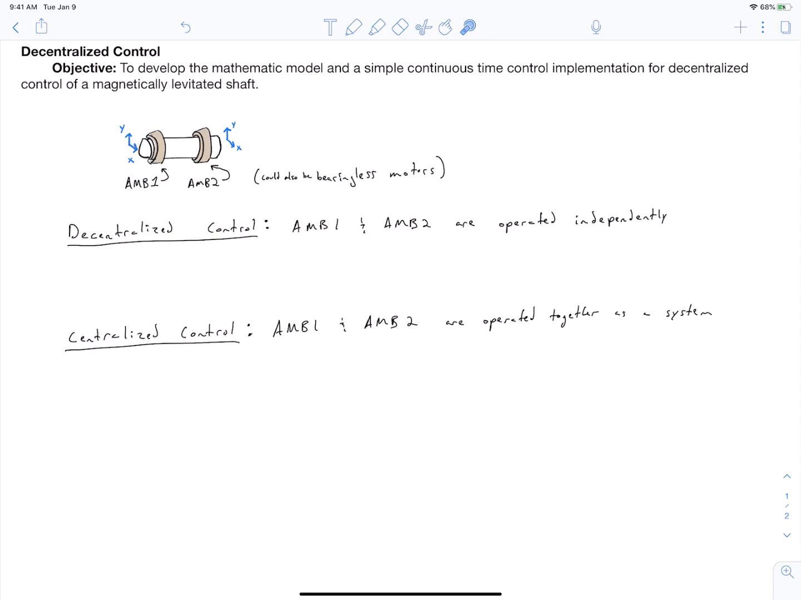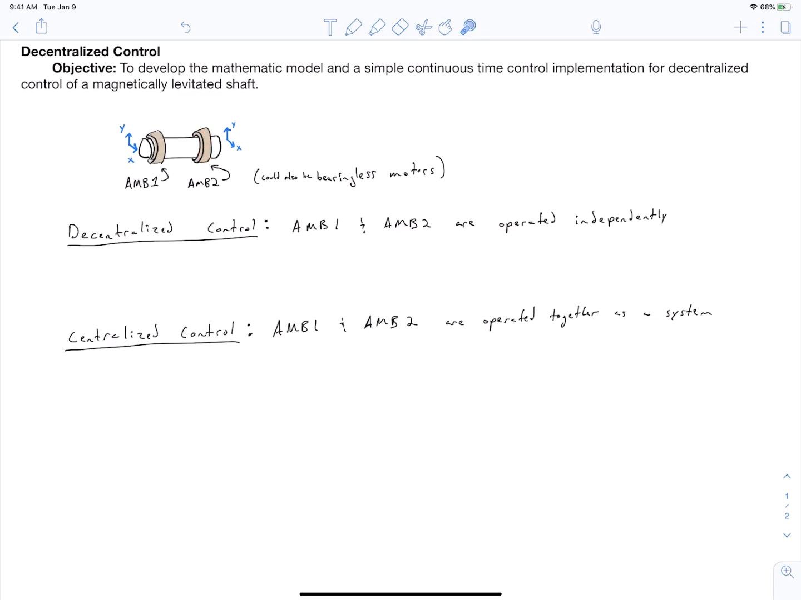And they produce the forces at different locations. The first magnetic bearing is located on the left side, and it produces that force on the left side of the shaft, whereas the second magnetic bearing is on the right side, and produces that force on the right side of the shaft. So decentralized control is a control scheme where we look at magnetic bearing 1 and magnetic bearing 2 as completely separate devices. That is, magnetic bearing 1 does not even know magnetic bearing 2 exists. All it's worried about is controlling the shaft position within the air gap right here. It doesn't think about what's going on on the right side.